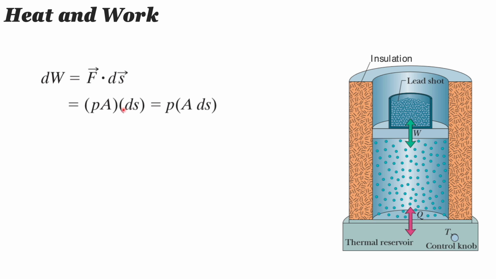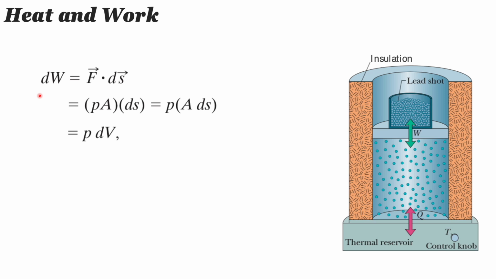So why did we do that? We can rearrange the terms now. A, we combine with ds. Why? Because A is an area, ds is a length. So area times length makes volume, right. So pressure times volume. The work done can be represented as P times dV. This is a very small differential volume during our dW, work done.